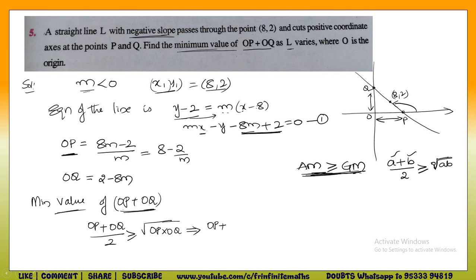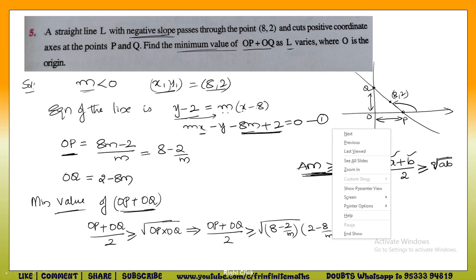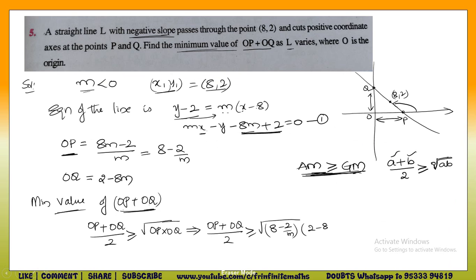Here I am writing OP plus OQ by 2 is greater than or equal to the square root of OP, which I already found, 8 minus 2 by m, into OQ, which is 2 minus 8m. So what am I going to get here when I multiply these two values? 8 2s are 16, so 8 into minus 8m, minus 64m.